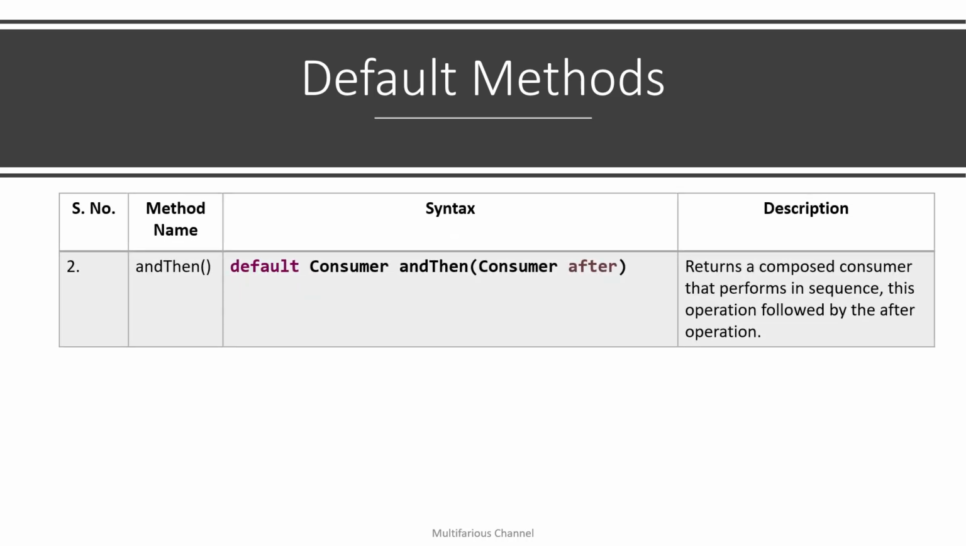The one and only default method of the consumer is the andThen method. The syntax of the andThen method looks like default Consumer andThen(Consumer after). As per the official Java docs, this method returns a composed consumer that performs in sequence this operation followed by the after operations. So here you can see that this method takes a consumer as an input and returns a new consumer which will be executed after the given consumer. All these default methods are used for consumer chaining.